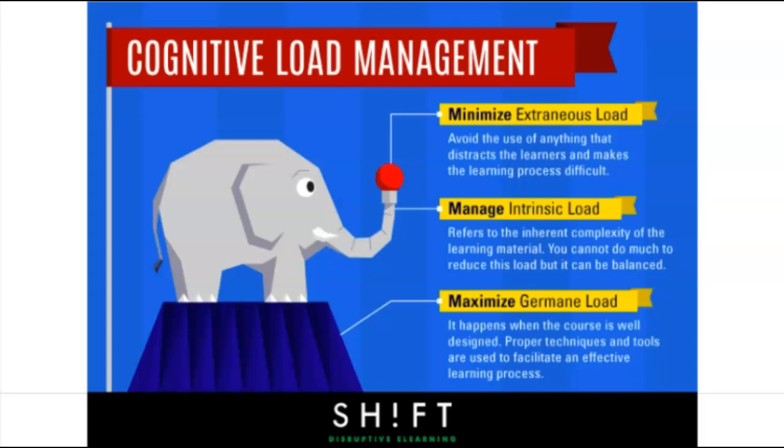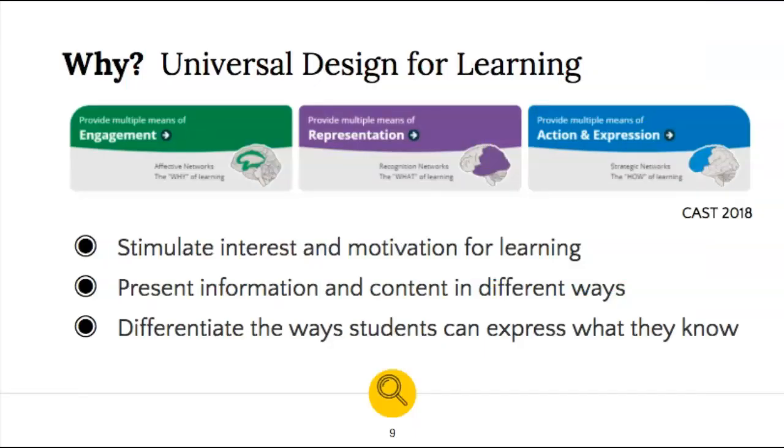Another thing we want to think about is universal design for learning. Universal design for learning is a complex series of how our brain learns. These concepts were designed by CAST in 2018, and they focus on engagement, representation, and action and expression. So when we're looking at multiple means of engagement, we're really thinking about what are the different ways that we are affecting the networks that answer the why of learning. So how are we addressing the affective networks? How are we addressing the why?